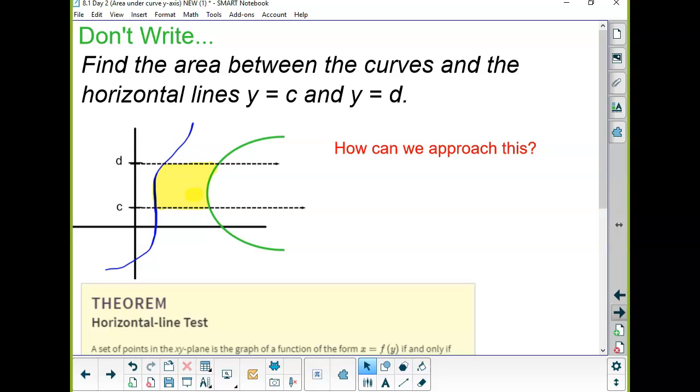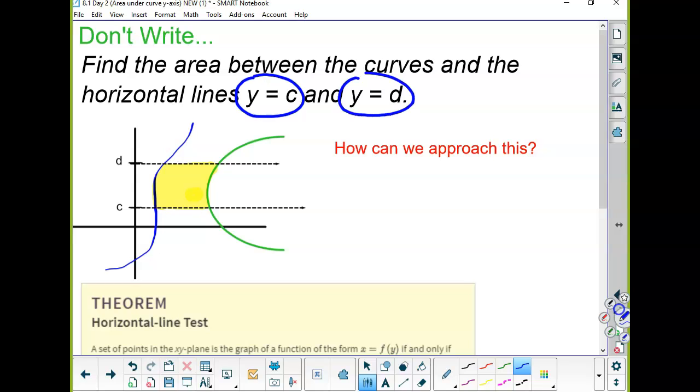Okay, so let's look at this. We want to find the area between the curves and the horizontal line. Now, remember, horizontal lines are the y values. So when y equals c, that's the dotted line. When y equals d, that's the dotted line, and both of those are horizontal. Well, what we're looking for is, when we found the area yesterday, everything was aligned nicely with the x-axis, where if you went straight down from the x-axis, that partitioned our graph, right? And we can find the area using calculus.